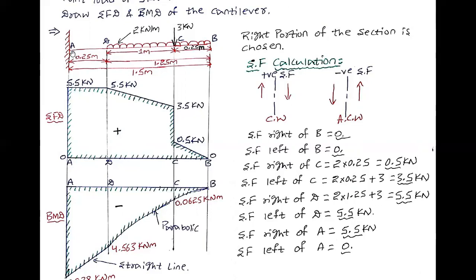Now shear force at point A. At point A, to the right of A, you have to see how many vertical loads are there. One is 3 kilonewton, another one is UDL. Convert that into a point load. 2 into distance, it is acting from B to D, 2 into 1.25, you will get 2.5 plus 3. Both are in clockwise direction. You will get 5.5 kilonewton. Now to the left of A, if you take to the left of A, here you will get a reaction.